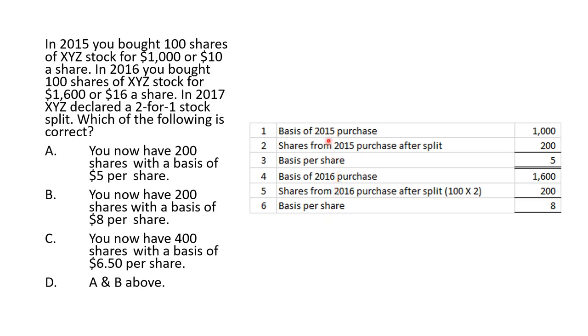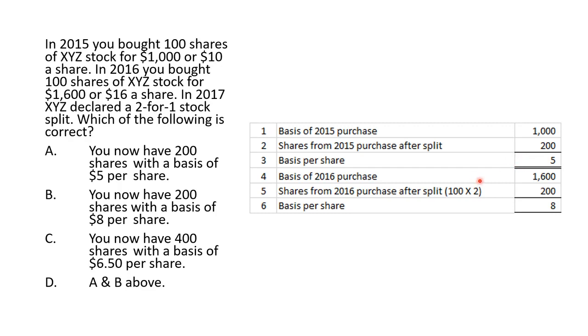Well, as we can see, the basis per share of the 2015 purchase is now $5 per share. We take the $1,000 we paid for the 2015 shares. We now have 200 shares. We started with 100, but it was a 2-for-1 stock split, so we now have 200 shares. We take the original amount we invested, divide it by the number of shares we now hold, and we come up with a $5 per share basis.